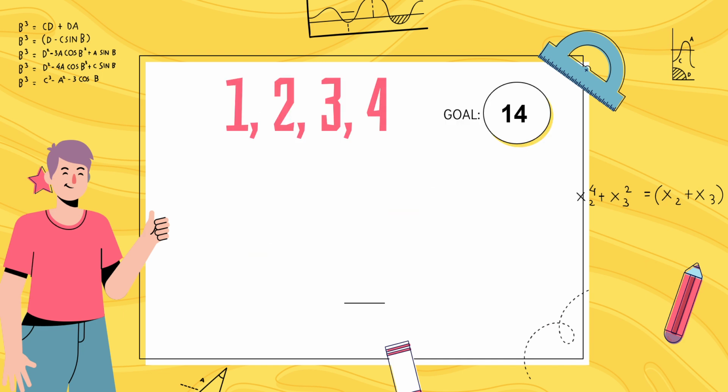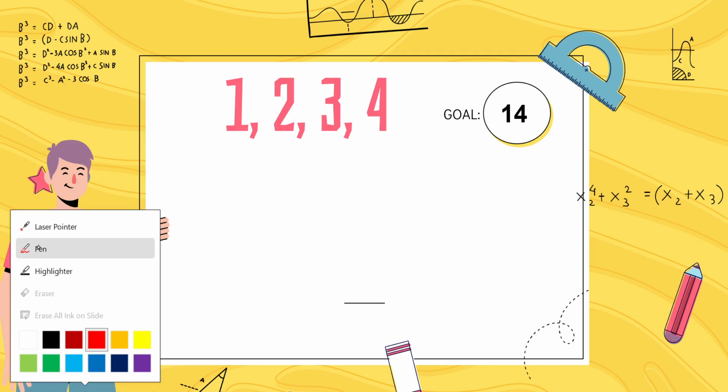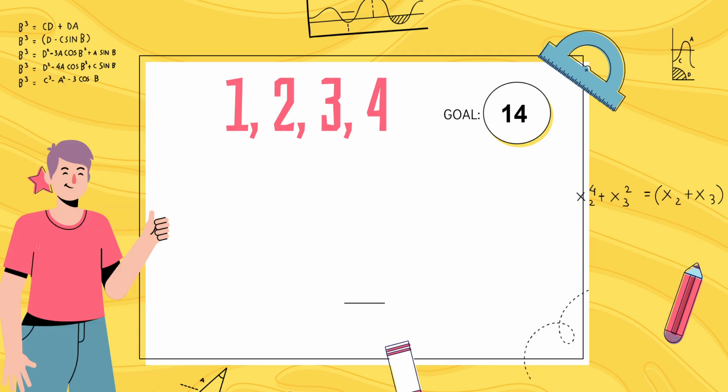Okay, I will give you an example. If we are allowed to use numbers 1, 2, 3, and 4, we need to get number 14 in the end. Okay, be careful. You are allowed to use numbers 1, 2, 3, 4 only once. You are allowed to use plus, minus, multiply, and divide as many times as you want. And you are allowed to use brackets as well to get the correct answer. Alright, let's give it a try.